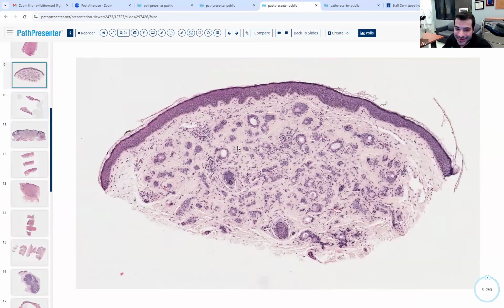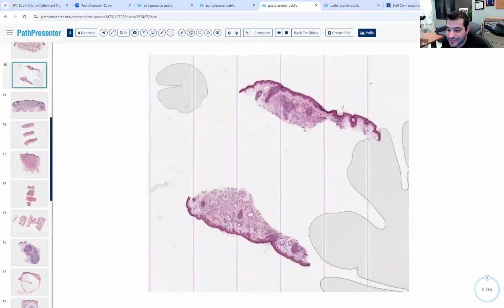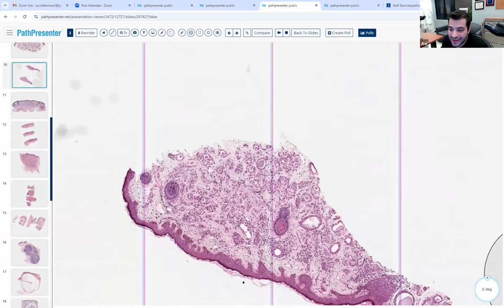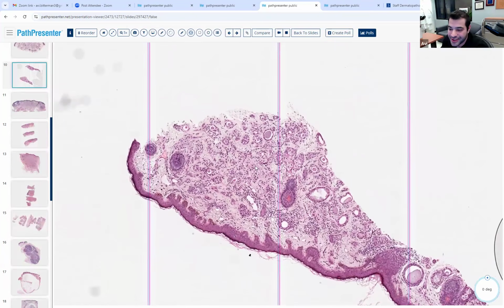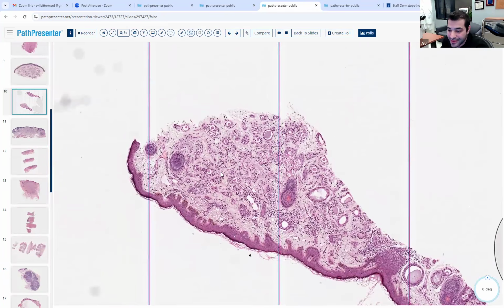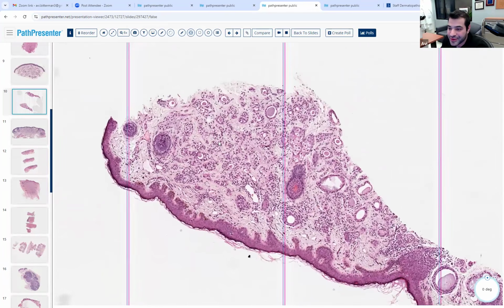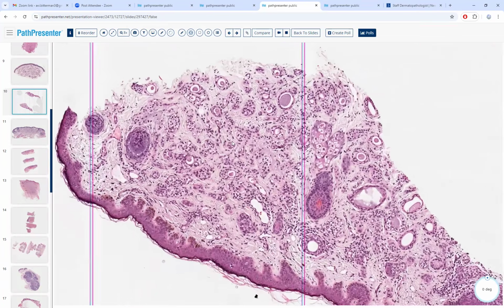Where do we see syringomas? Which demographic? Asians. Yeah. Typically the prototypical example being young Asian females, although it can happen in other demographics too. What about this one?